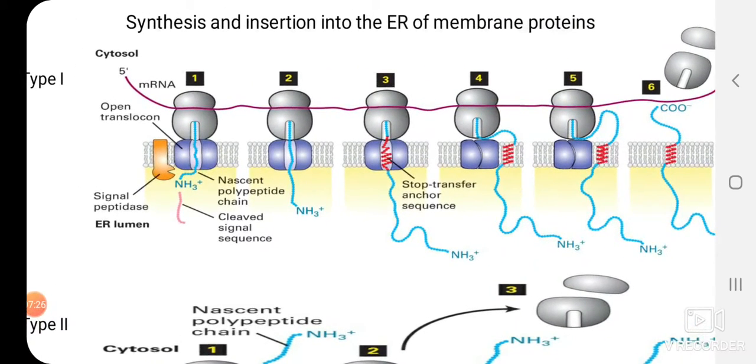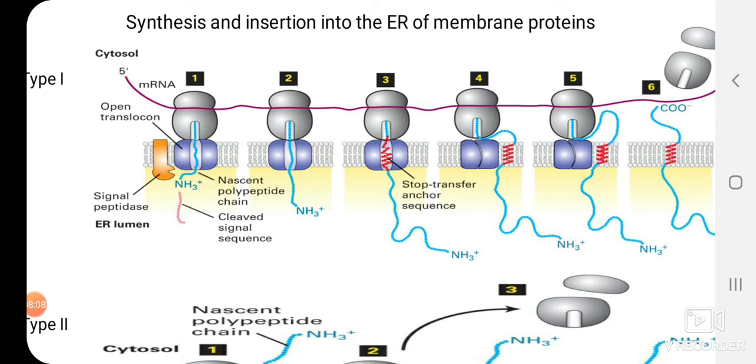And the sequence, you can see, is the one which actually stops the movement of the polypeptide chain into the lumen of endoplasmic reticulum. That particular sequence is called the stop transfer anchor sequence, because this will stop the translocation process, as well as anchor this particular polypeptide chain. This portion is the anchor which makes it move in the membrane. So that's why it's called a stop transfer anchor sequence.